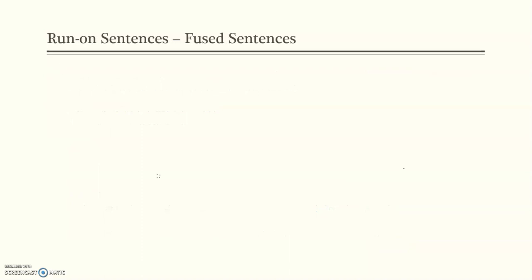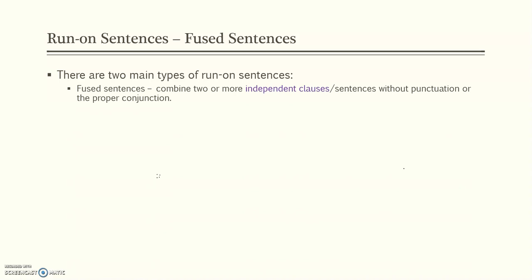So let's look at examples of run-on sentences. For one, there are two types of run-on sentences. One is called a fused sentence, and this is where words are combined. You combine two or more independent clauses or sentences without punctuation or the proper conjunction. The second type is called comma splices. This is when you split two or more independent clauses or sentences with just a comma.